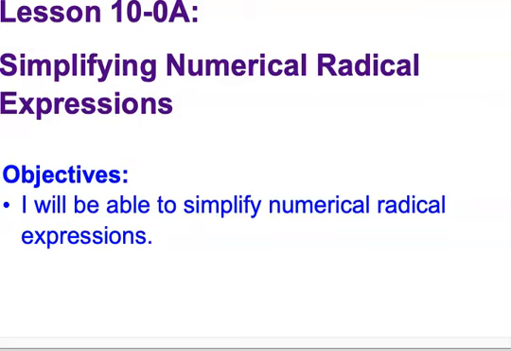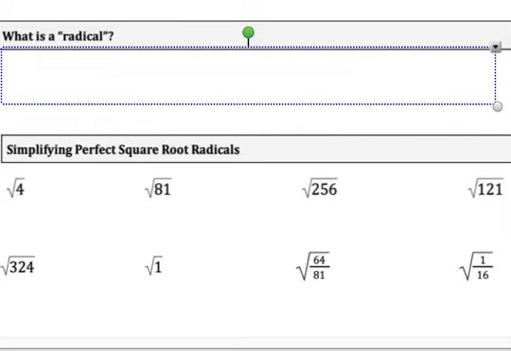This is the video for lesson 10.0a. We're going to simplify numerical radical expressions today. So that's the objective you'll write at the top: I will be able to simplify numerical radical expressions. The word radical, like we're going to define in a second, just means square roots. So this chapter is about square roots, and we're going to look at how we can reduce square roots when they have variables in them or when they're just numbers. Today we're going to start with just numbers, no variables at all.